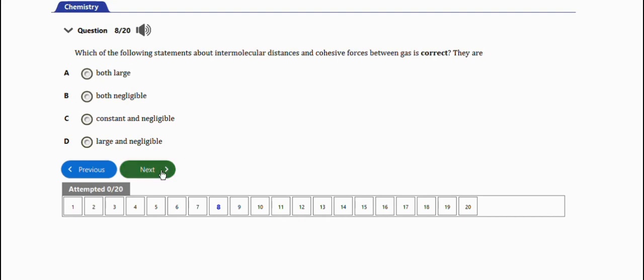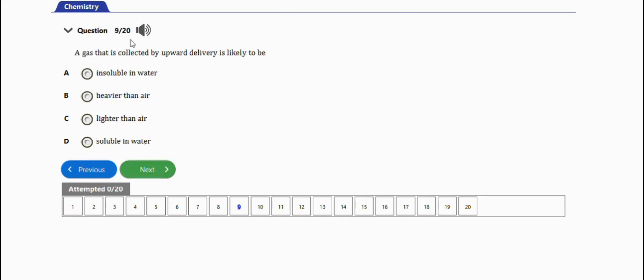Alright, the next question will be this one. It says, a gas that is collected by upward delivery is likely to be lighter than air. Very important, guys. This is option C. Take note of this question. That's the answer. The next question will be this one.